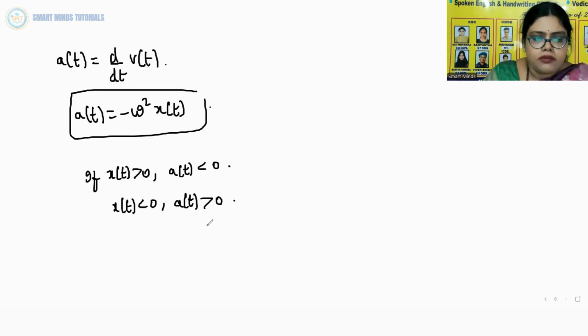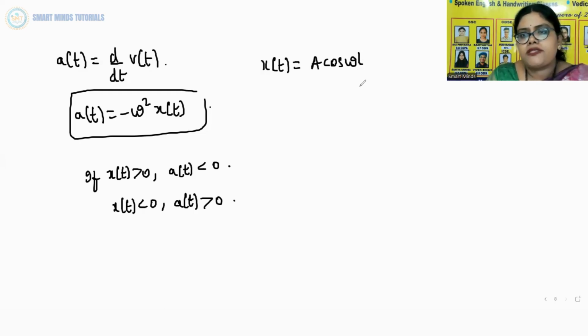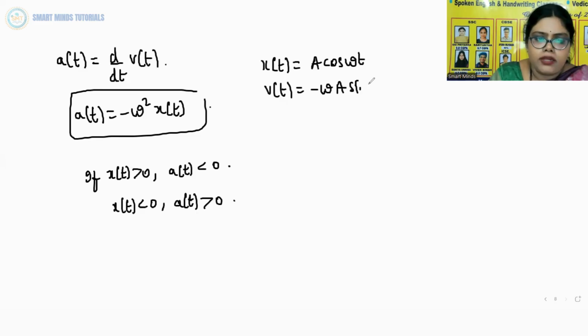And we will write the expression for x of t, v of t and a of t. So x of t will be a cos omega t, because we are putting the phase angle as 0. And v of t is minus omega a sin omega t, and a of t is minus omega square a cos omega t.